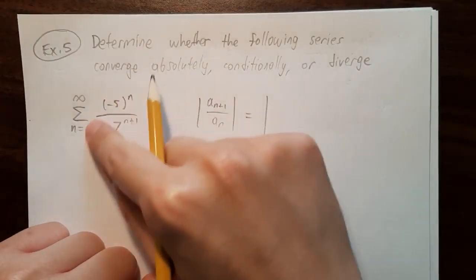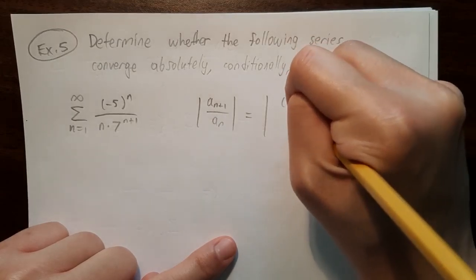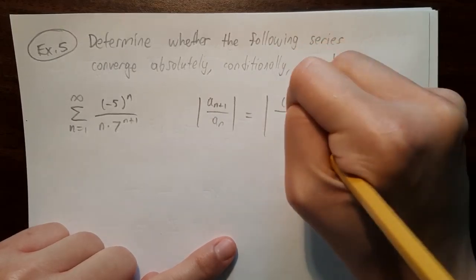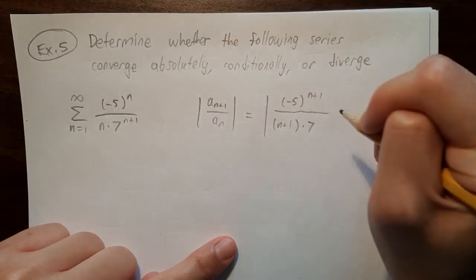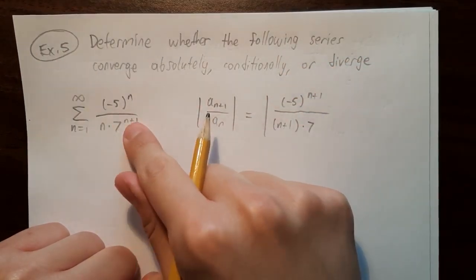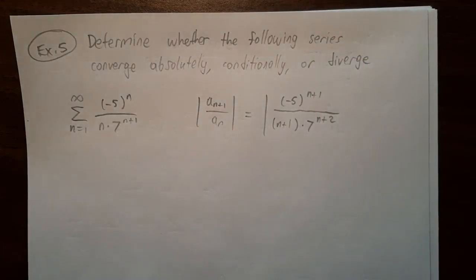Just write down a sub n plus 1. So that'll just be the terms of the series where I replace every n with n plus 1. So I'm going to have minus 5 to the n plus 1, and I'm going to divide by n plus 1 times 7 to the n plus 1 plus 1, so that's going to be n plus 2. Add 1 to every copy of n. All right, so that's a sub n plus 1.